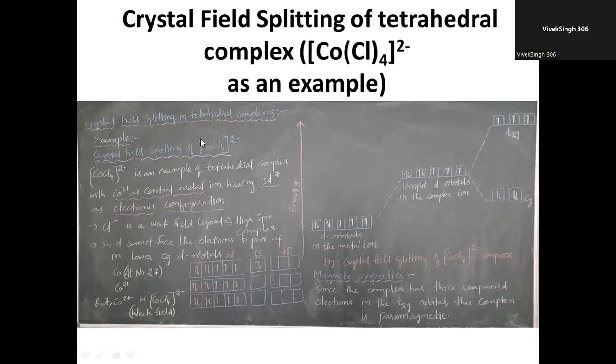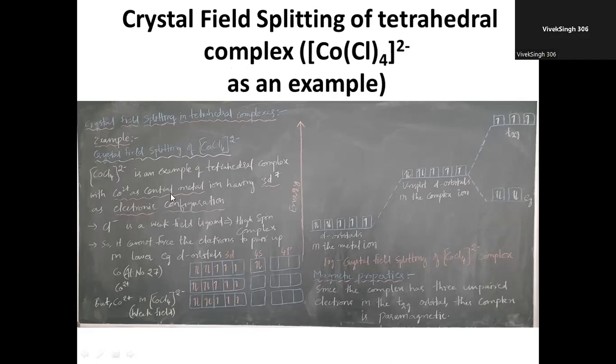Now here we are seeing crystal field splitting in tetrahedral complexes. It's very important. CoCl4 2- is an example of crystal field splitting in tetrahedral complexes, and cobalt in this complex is +2.